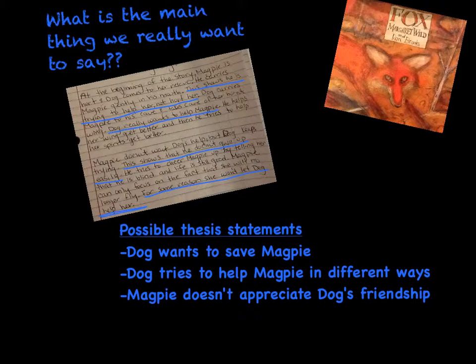So first I have to reread each one and ask, does this relate to more than one part of the text? Because if it does not, then it does not make a really great thesis. Let's test this first one here. Dog wants to save Magpie. If we think of examples to support this, do they come from the whole story, or is it just from one or two parts? Turn and talk to your partner now about what you think.